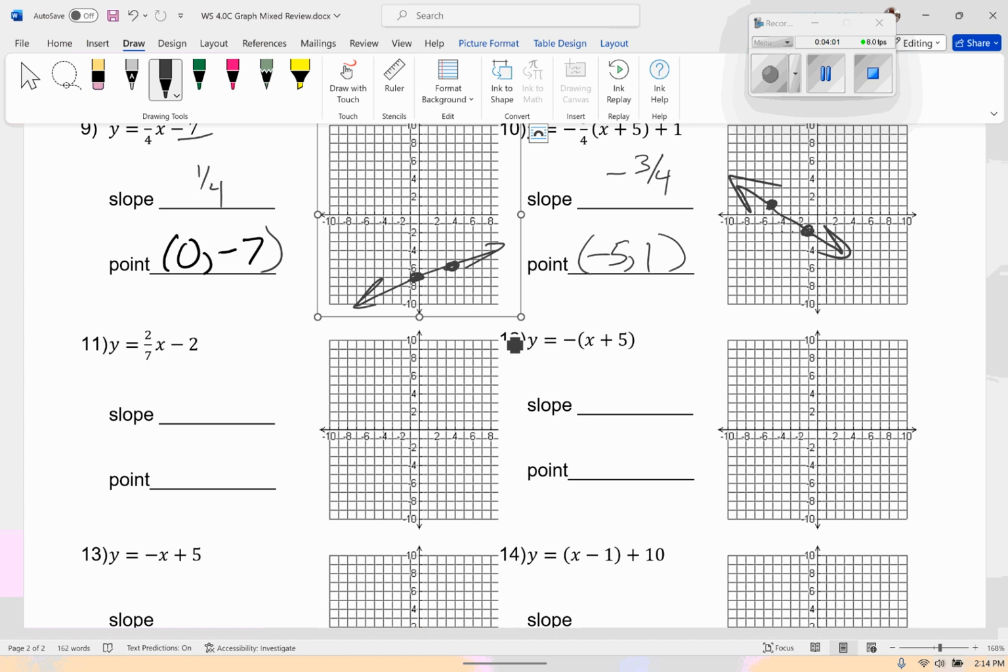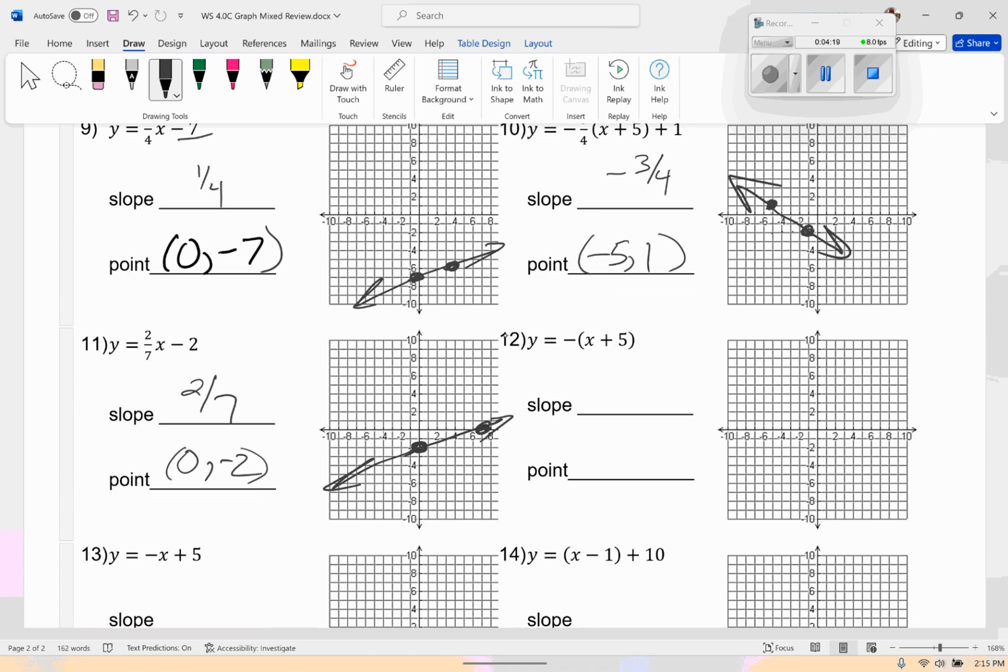All right, point. What's my point on number 11? (0, -2), right? And then I have a slope of 2/7, so I'm going to go up 2, right 7. Connect my dots. Looks good.